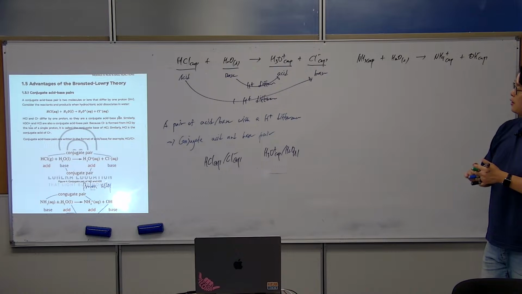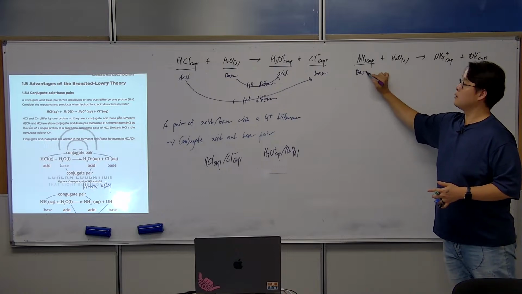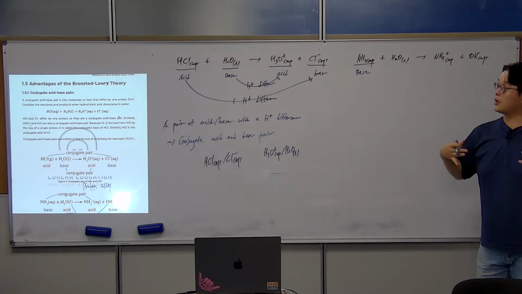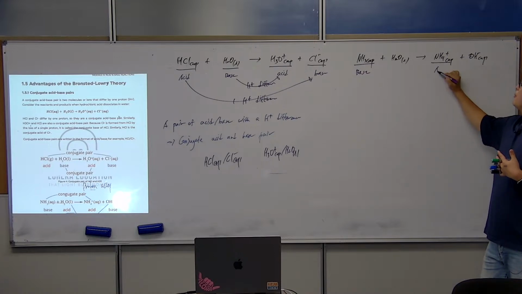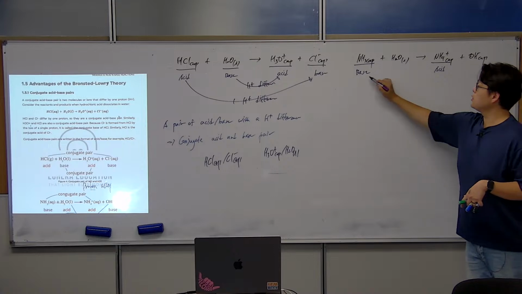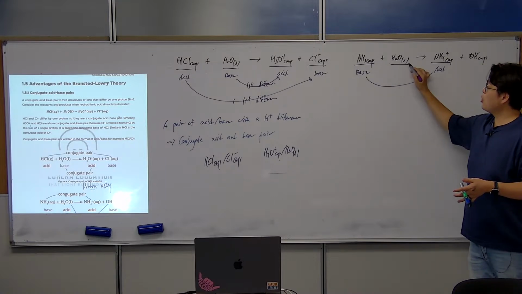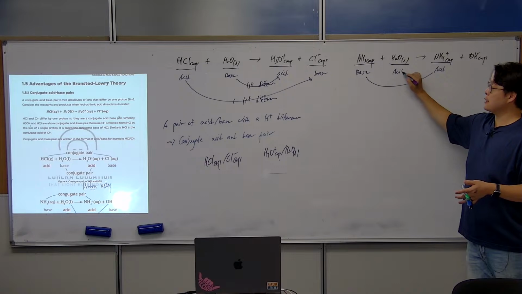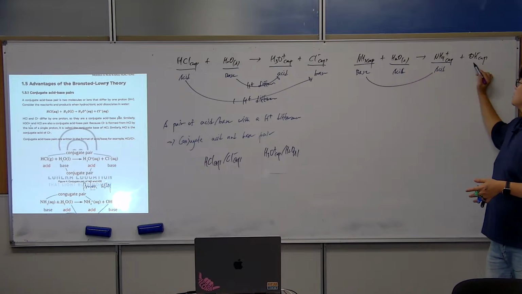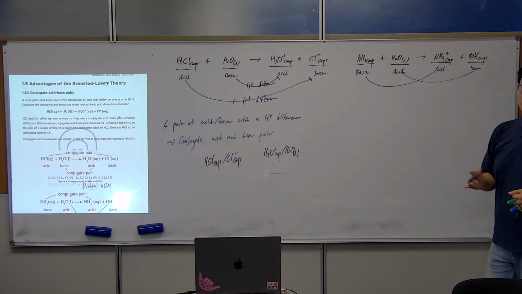So what you see here is that ammonia was working as a base, accepting the hydrogen ion. But ammonium is more likely working as an acid. So these two are related, these are connected. H2O here is working as an acid this time, but becomes the base, the hydroxide ion. So these two are related.